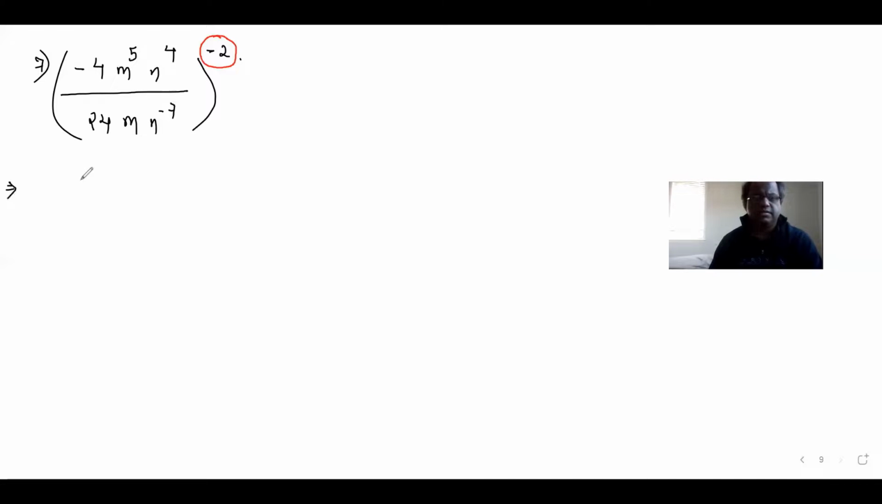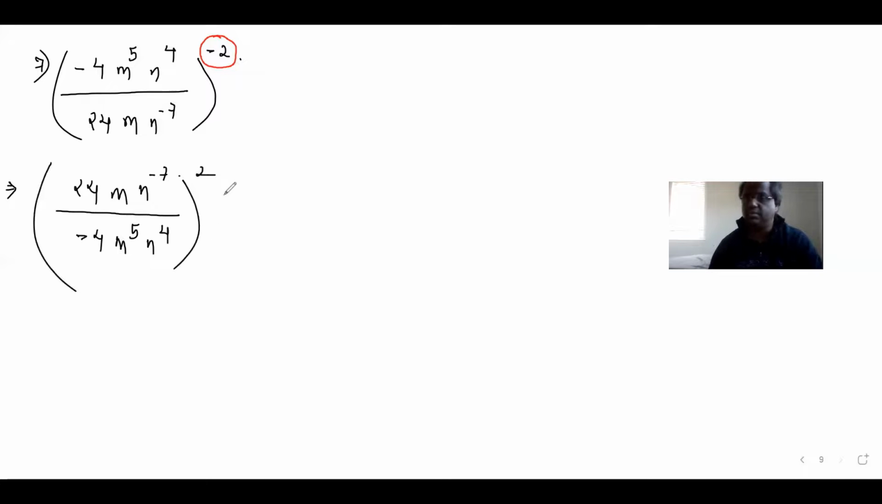We have seen this in the special rule in the previous video. If not, you can check the previous video. 4, and this is my positive. So you see I give priority to making things positive here. Now, do not make the blunder of absorbing 2 inside, because then this becomes 24 raised to 2, m 2, n negative 14, and that is really difficult to handle.